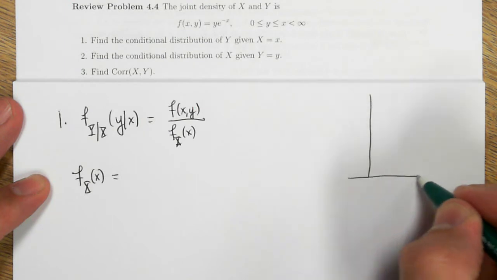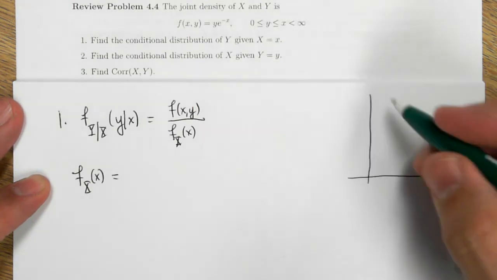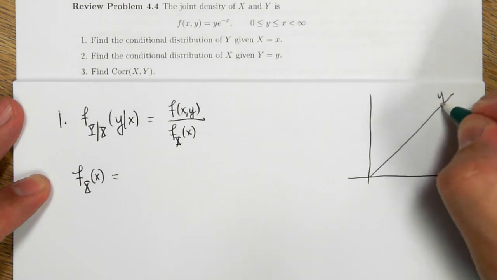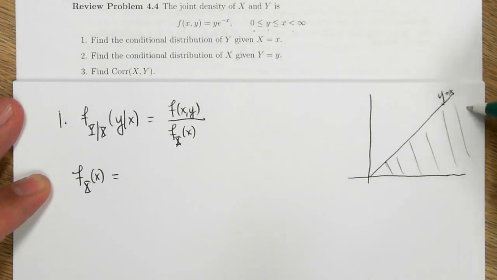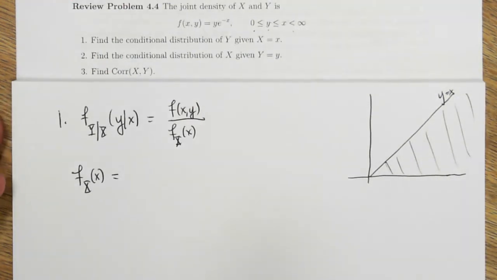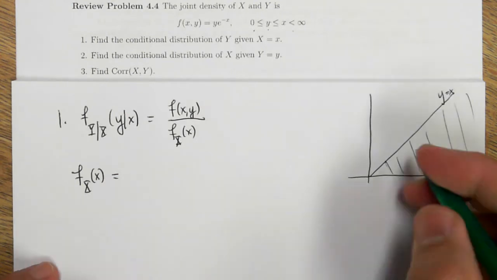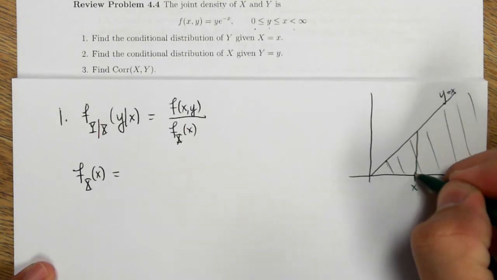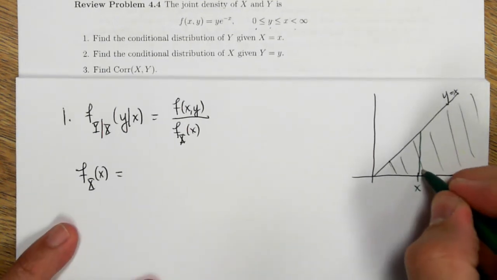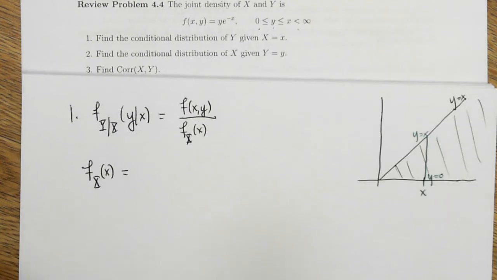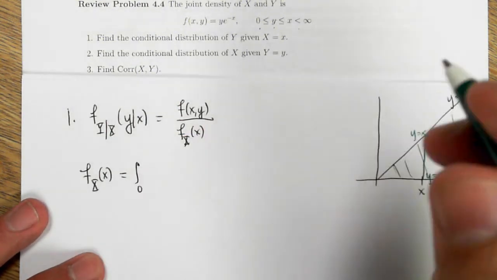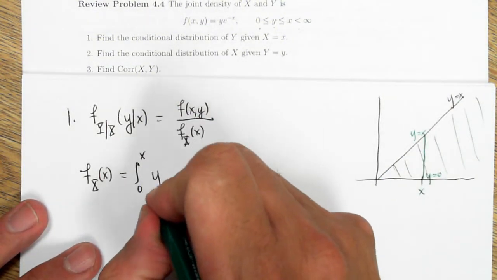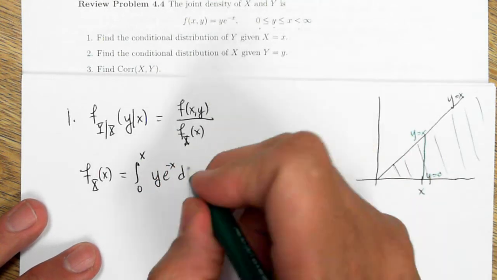And before we get too far into this, let's go ahead and graph the region where this is defined. This is the line y equals x, and the y-coordinate must be between 0 and x, so what I'm integrating over is going to be this region here. If I find the marginal density for x, that means I fix my x-coordinate, and the y-coordinate must be between y equals 0 and y equals x. So the marginal density will be the integral from 0 to x of y times e to the minus x dy.